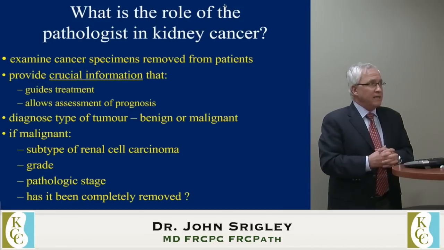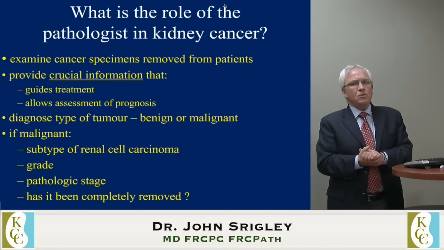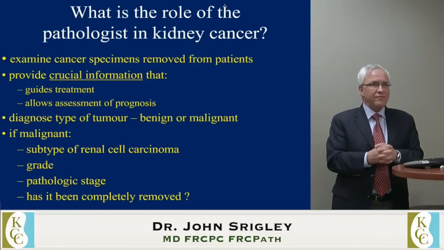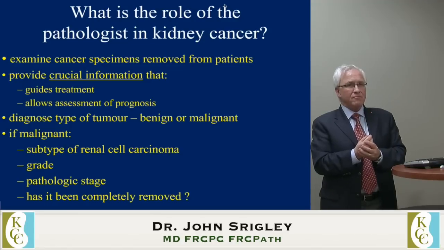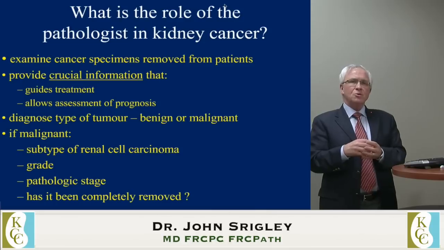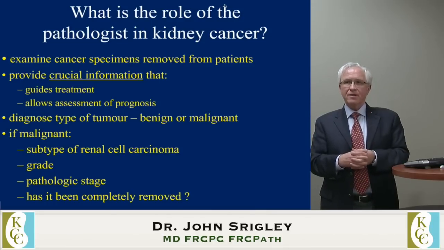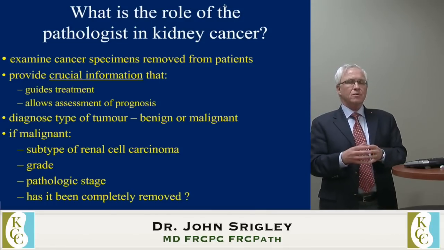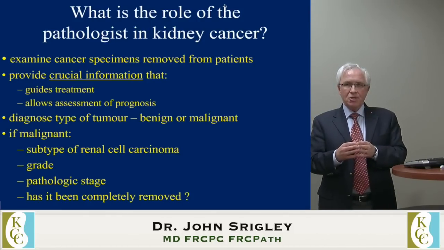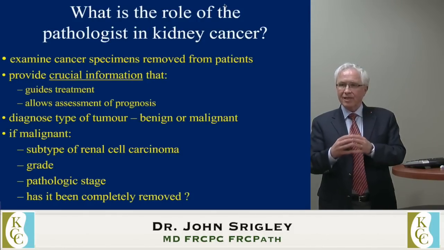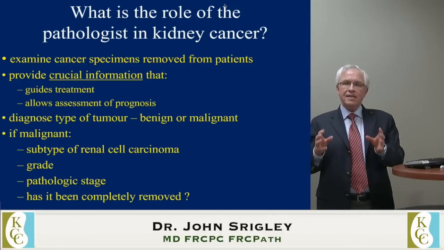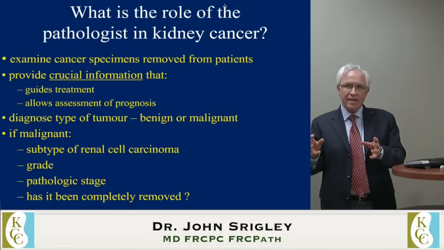So what I'd like to do now is talk a bit about kidney cancer. With respect to kidney cancer, we'll be examining the specimens derived from a kidney specimen where there's a suggestion, based on the imaging studies, that you're dealing with cancer. And we provide crucial information that's guiding the treatment of individual patients and also the prognosis for an individual patient as well. We spend a lot of time dealing with the issue of, is a tumor benign or malignant? That's really what we're trained to do from a pattern recognition point of view. And specifically in kidney cancer, we document the subtype of the cancer.